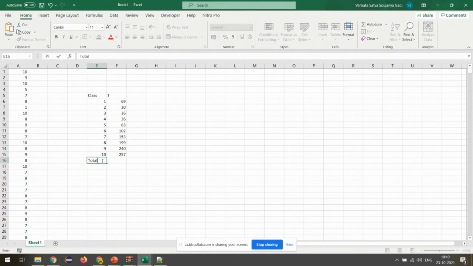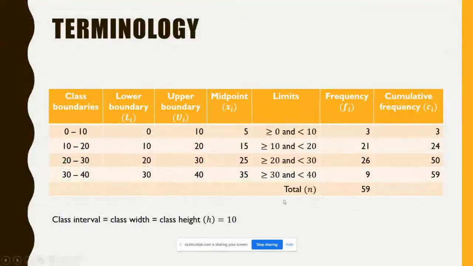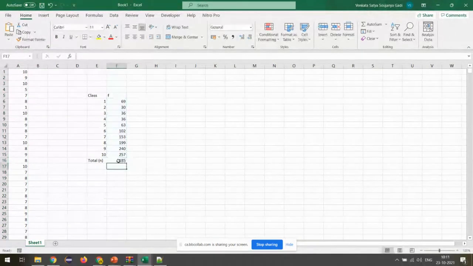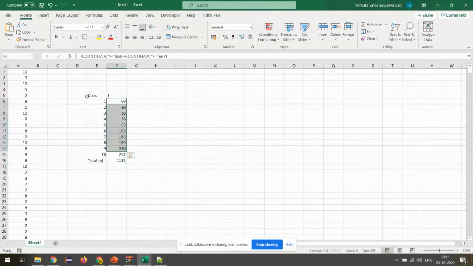So we see the total is n. Sum is n. We have to see here the total n represents the total population. So here, what is the total population? If we select here, the Excel counts for us. It says 1185. So if I do sum, it shows 1185. This is the total population, right? So here I have the group data.